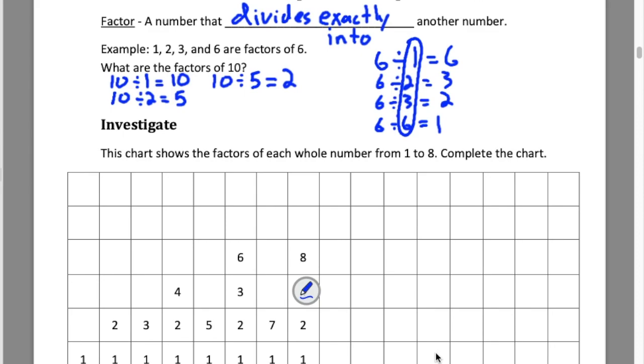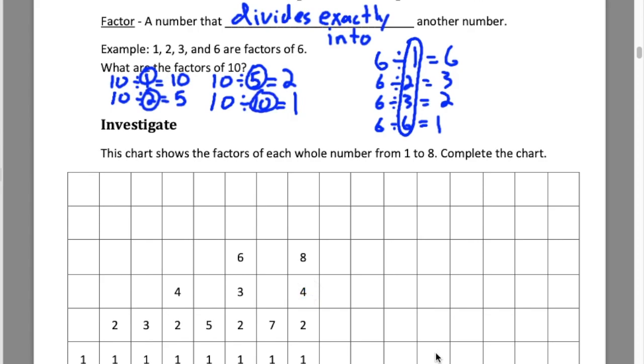But if I use the number 10 itself, that will work. So it's important to remember that 1 and the number itself will always be factors. 10 divided by 10 equals 1. So we know the factors of 10 would be 1, 2, 5, and 10.